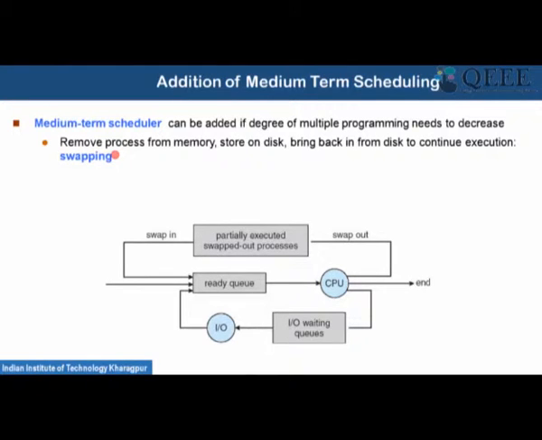Later on we will discuss these swap in and swap out primitives, which are used to transfer a program from the main memory to the secondary storage or disk, or vice versa. So, the task of the medium term scheduler is to do this kind of thing.